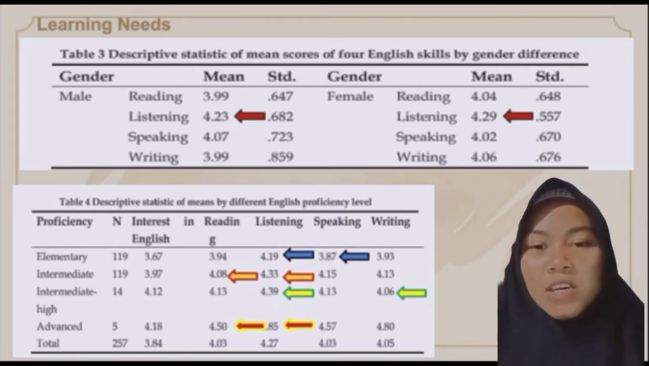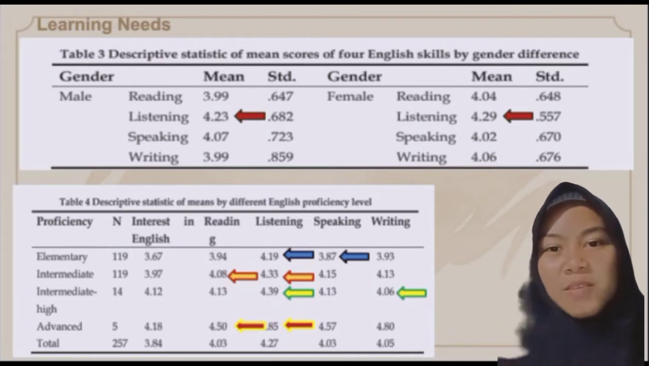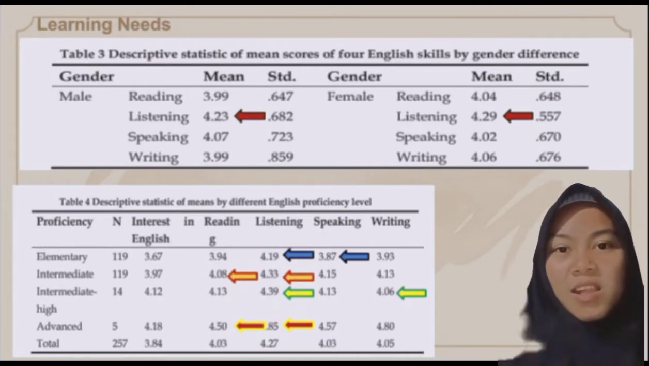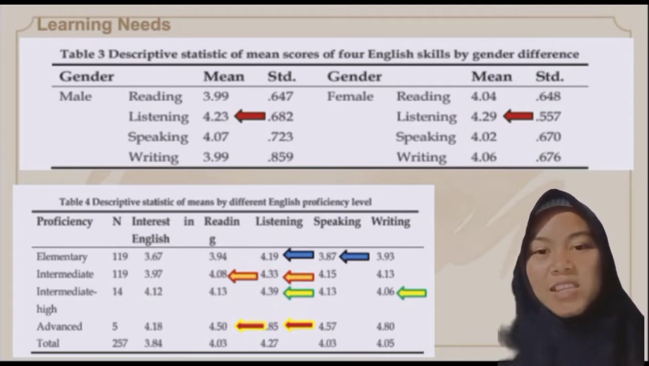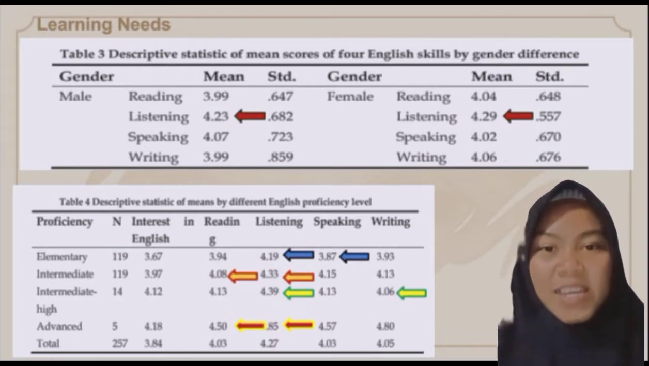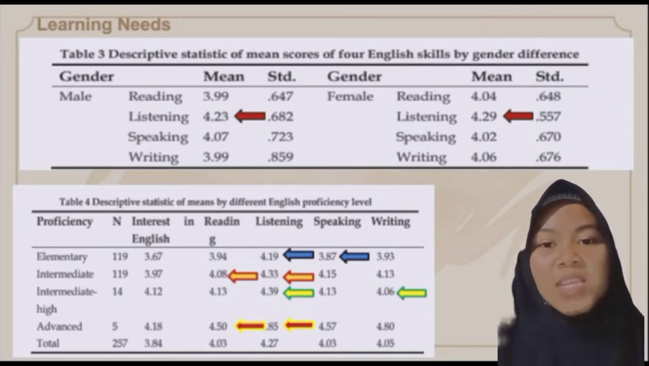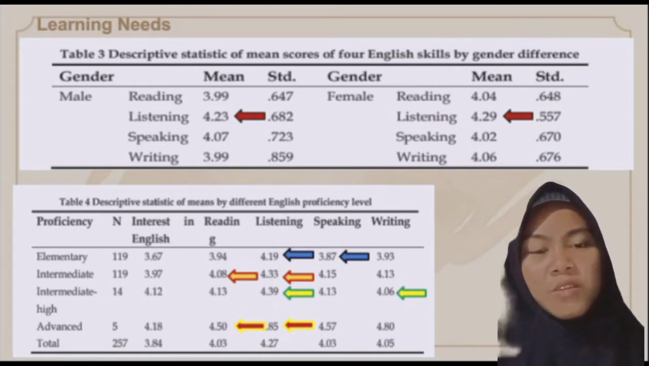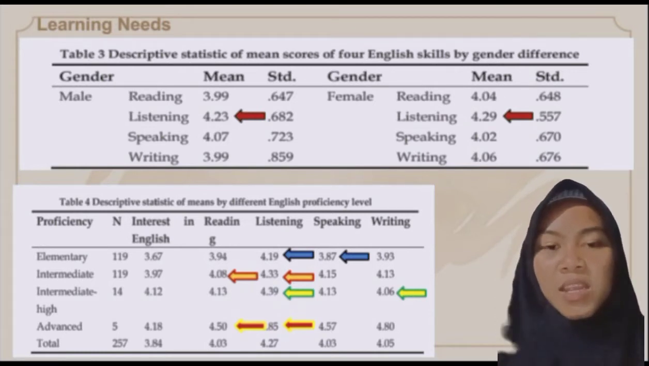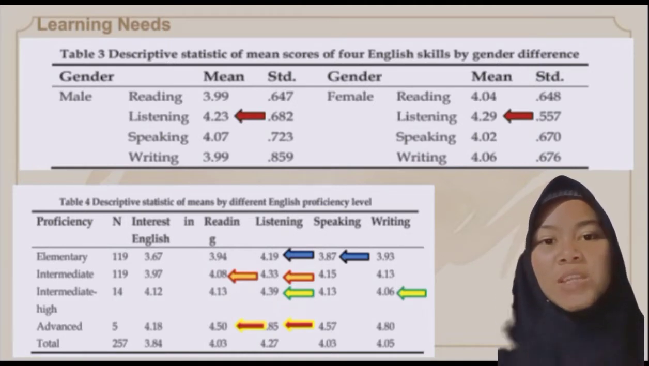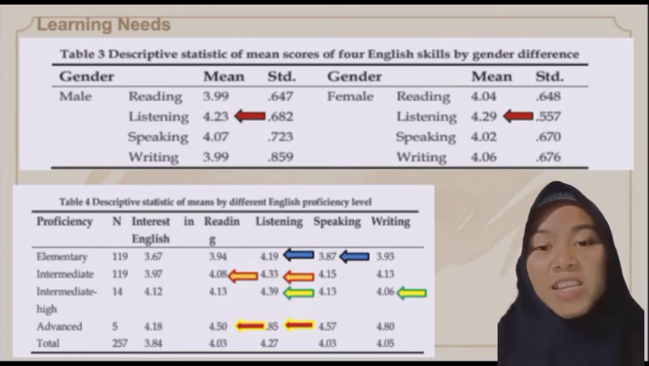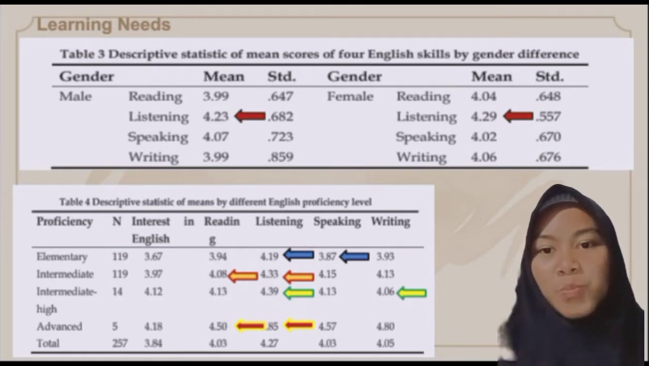Okay, the first is about gender. First is male. The male consists of four English skills: reading, listening, speaking, and writing. With the higher mean in listening, the mean is 4.23. And then in the gender female, the higher mean is also in listening, with the mean of 4.29. And then the second table is about the proficiency levels.